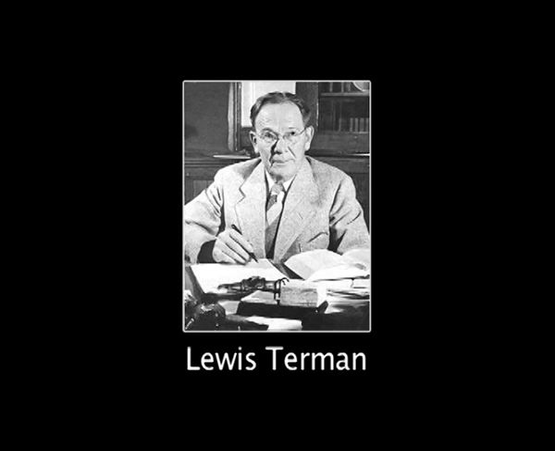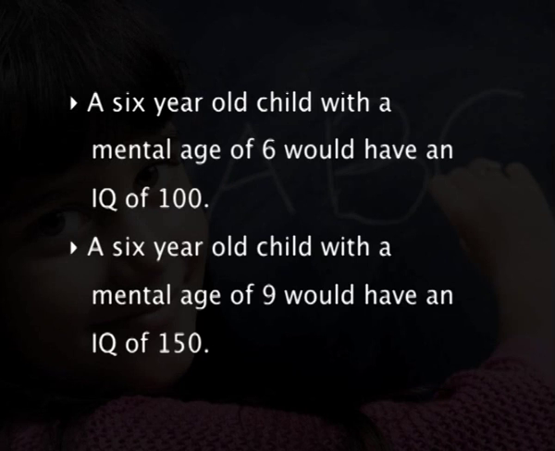The concept of IQ derives from about 1916, when a Stanford University psychologist, Lewis Terman, translated and revised the intelligence scale created by Alfred Binet and Theodore Simon. In this instrument, Terman used the ratio of mental age to chronological age. This ratio or quotient concept led to the use of the term IQ, or intelligence quotient. For example, a 6-year-old child with a mental age of 6 would have an IQ of 100. A 6-year-old child with a mental age of 9 would have an IQ of 150.